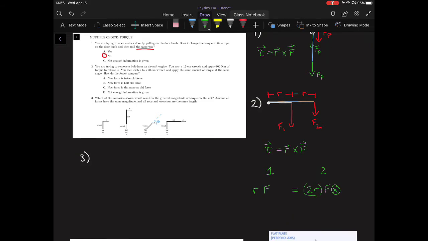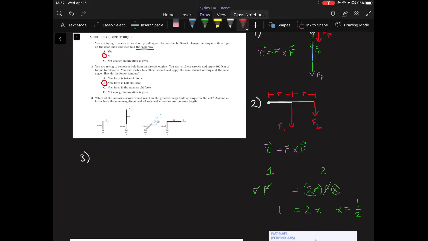So the R's are going to cancel, the F's are going to cancel, and that leaves us with 1 has to equal 2 times X. X has to equal 1/2. So we know that the new force has to be half as much as that old force.